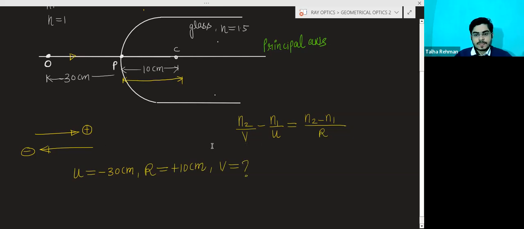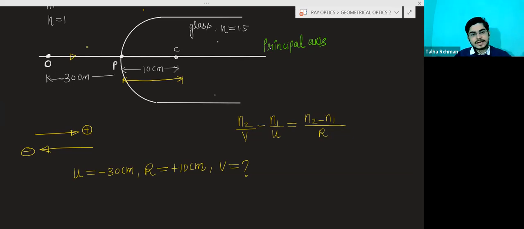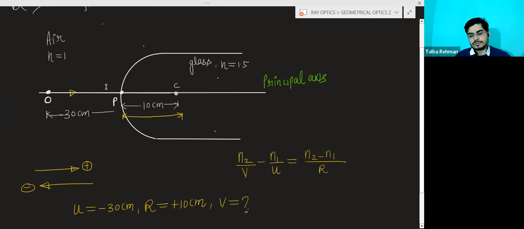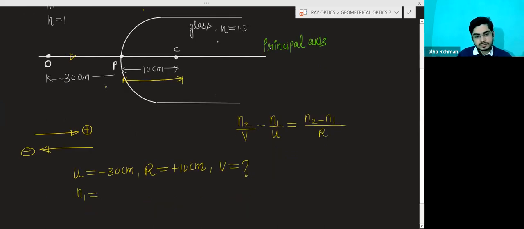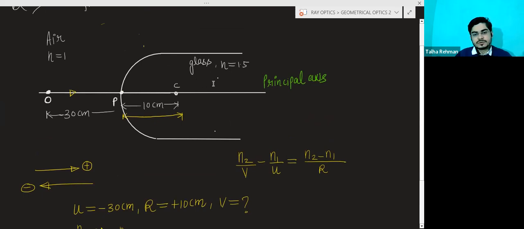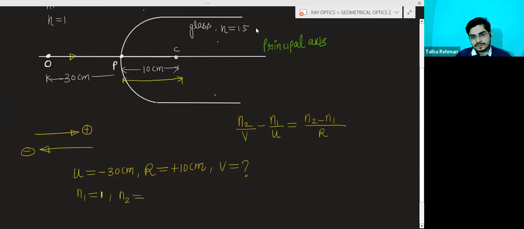Now we will see what n1 and n2 are. I told you that n1 is the refractive index of the medium from which the light is coming. Light is coming from air, so n1 will be 1, and n2 is the refractive index of the medium in which the light is going. Light is going into glass, which has a refractive index of 1.5.